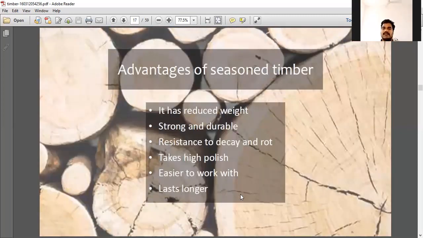So advantages of seasoned timber. Timber has reduced weight after you dry it. That is seasoned timber. So it has reduced weight and is strong and durable and resistant to decay or rot. It takes a high polish and is easier to work with and lasts longer. So these are the advantages of seasoned timber. Unseasoned timber does not have all these properties. So that's why seasoning is so important.